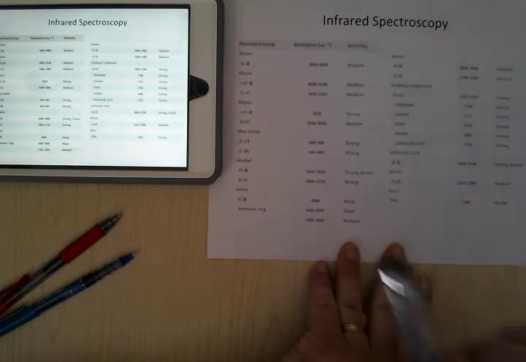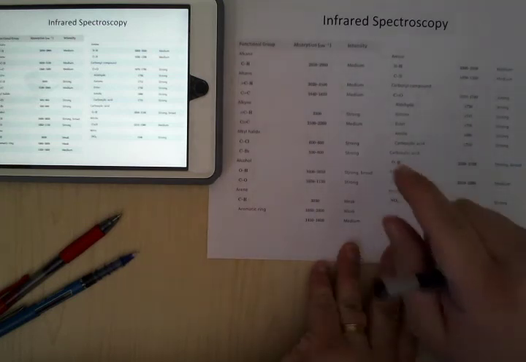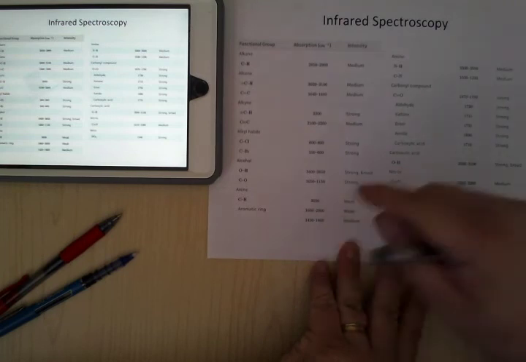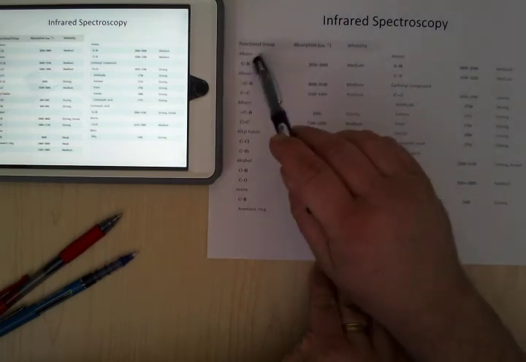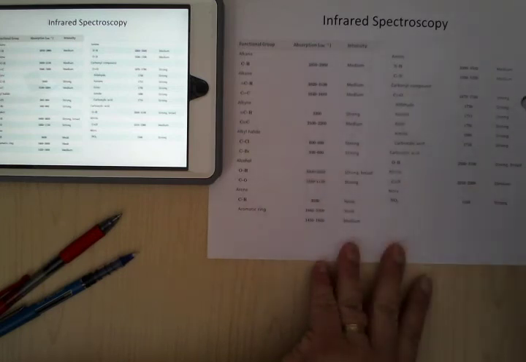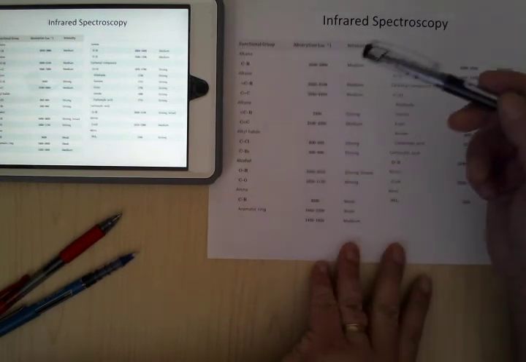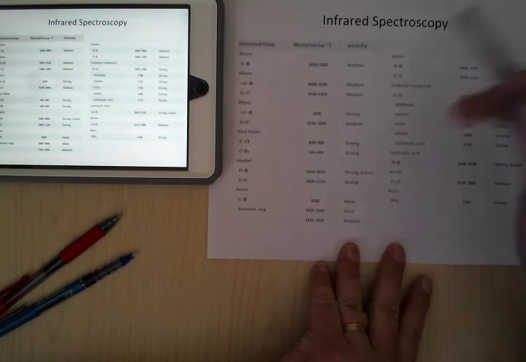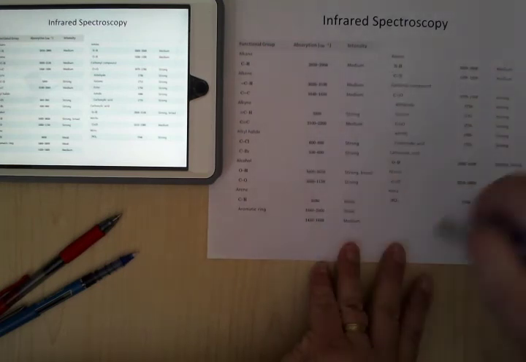So what you need to do is look at what is there. You're always going to have a CH bond, and you're always going to have a CC single bond. Those things are always going to be there because we're dealing with organic molecules. So what we're dealing with is all the other ones.